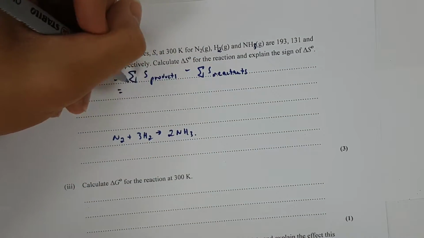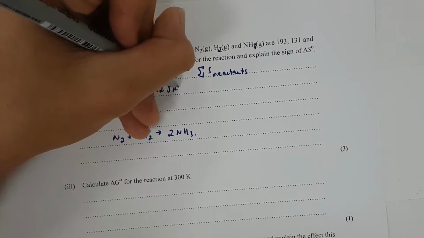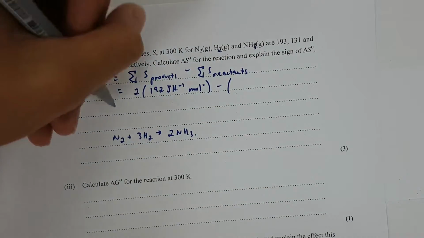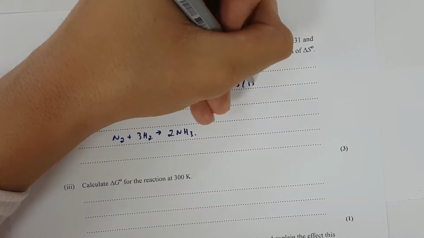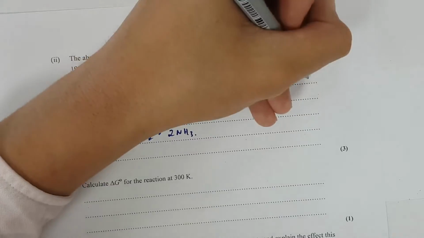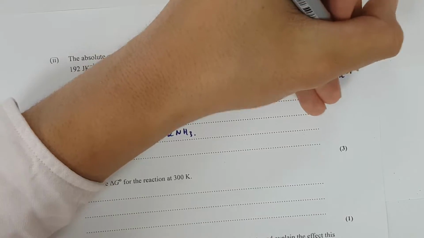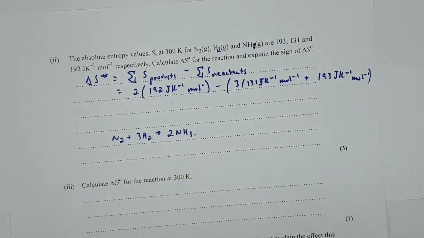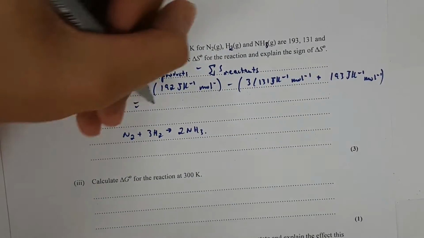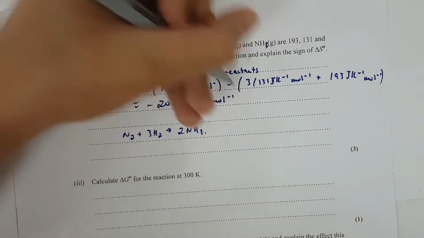So the sum of the products is 2 times 192. The reactants is 3 times 131 joules per Kelvin per mole. And then the N2 is the 193 joules per Kelvin per mole. And then if you work all that out, you get negative 202 joules per Kelvin per mole.